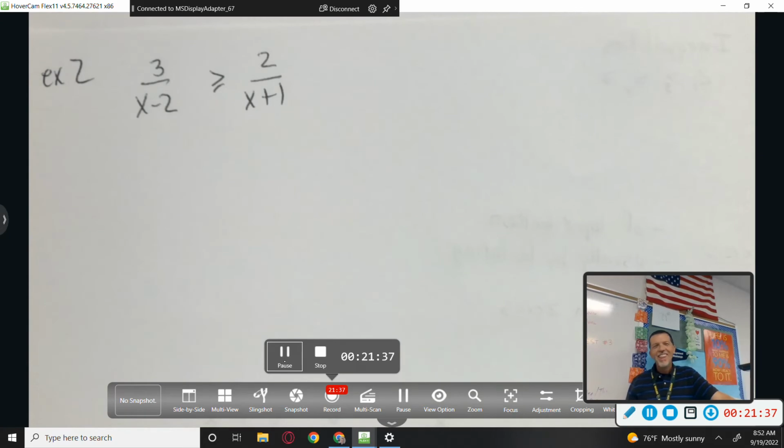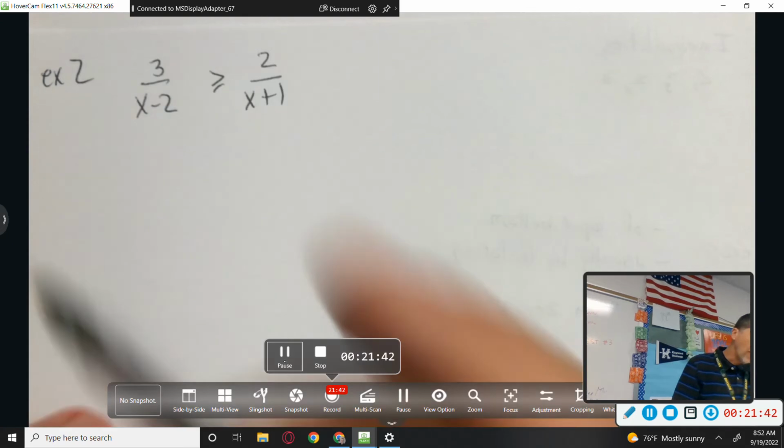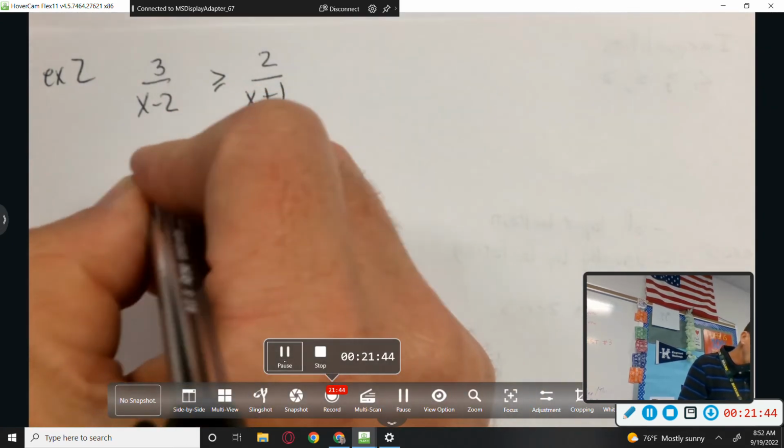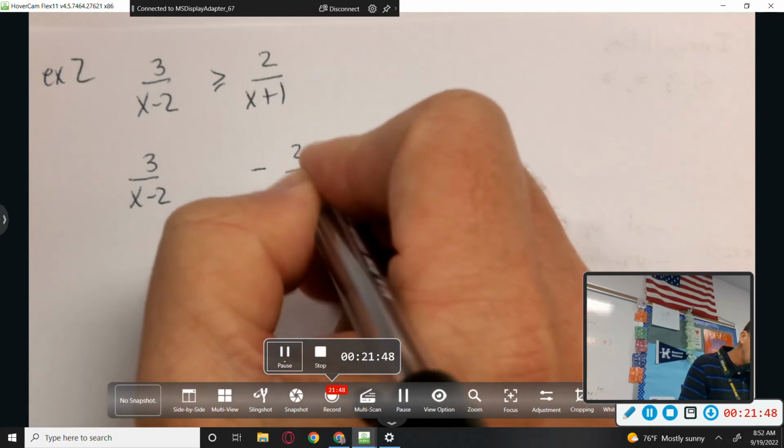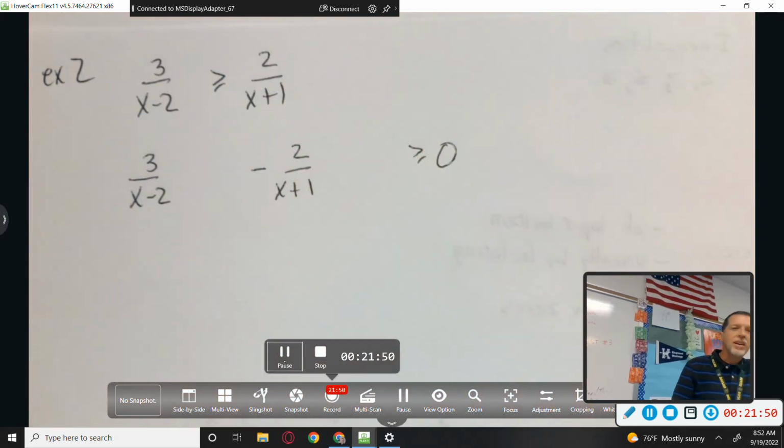When we say find the zeros, that means set the thing equal to 0 and figure out what makes it 0. So let's subtract over, and I'm going to leave some space because I'll need common denominators to make this work. So I'm going to make it equal to 0, then I can find the zeros.